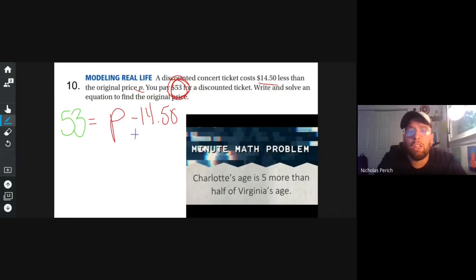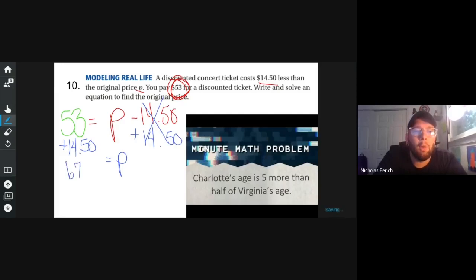Add 14.50, of course. That crosses out. P equals 67.50. Now, I'm not going to be like, oh, no, I have to flip it and make it better. Ugh. No, I don't. I just have to find the original price.